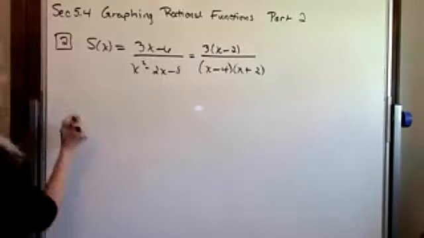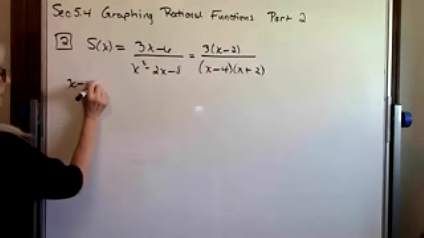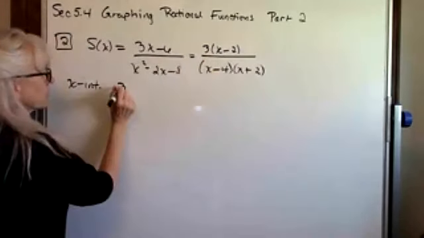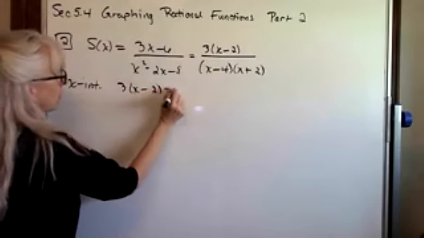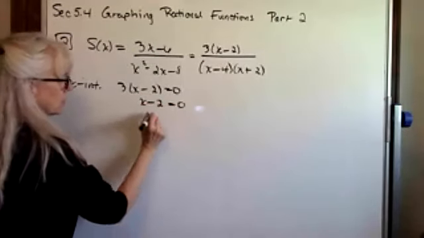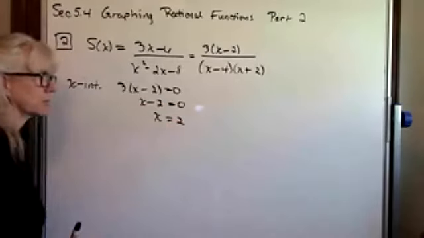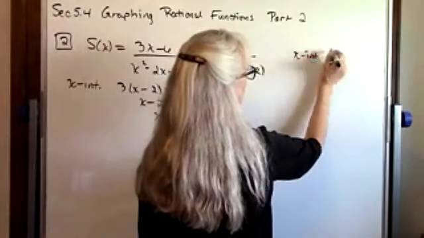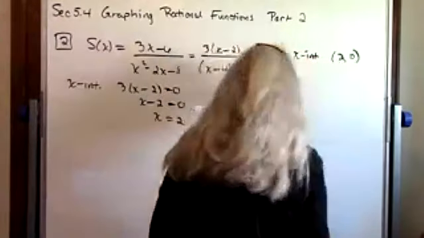So again, the first step is the x-intercept. That comes from the numerator. When you set the numerator equal to 0, you divide the 3 out of there and get x minus 2 equals 0. So x is equal to 2. So that's our x-intercept. And again, you may not have needed to do any writing whatsoever. You may be able to just look at it and identify it.